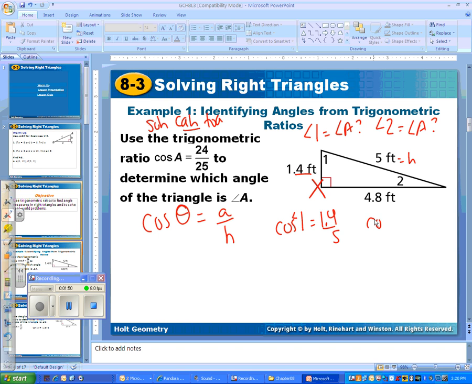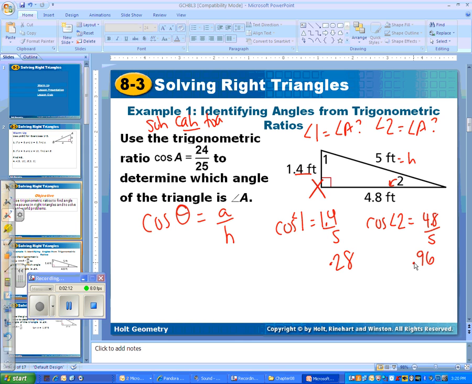If it was angle 2, so cosine of angle 2, the adjacent side this time would be 4.8, and the hypotenuse is the same, still 5. So let's look at what those decimals are. 1.4 divided by 5 is 0.28. 4.8 divided by 5 is 0.96.